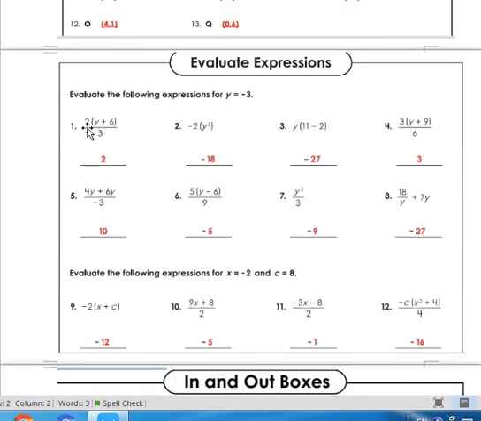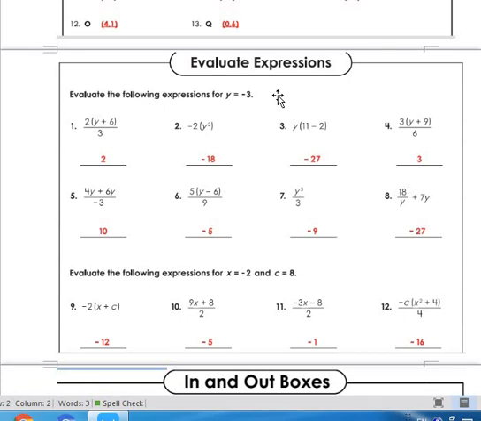2y, 2 open bracket, y plus 6 all over 3. Okay, evaluate the following expressions for y equals negative 3. When you put here negative 3 plus 8 plus 6 all divided by 3. Do you remember the lesson of evaluation of expressions, what we should do? Do you remember here? We have PEMDAS.